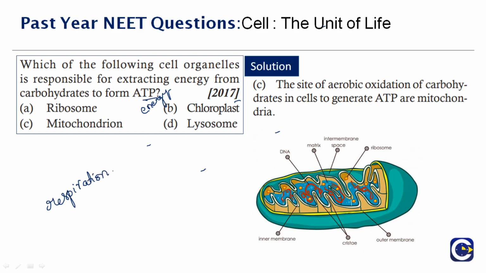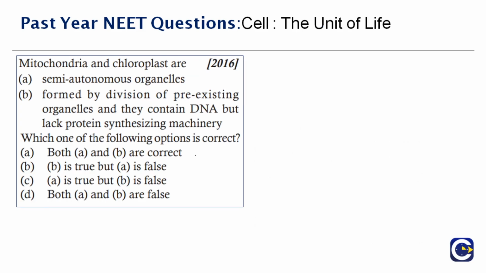Respiration will produce energy. So it's a continuous activity that happens in your body. You require energy, but only when you intake food will that energy be absorbed. Therefore, the correct answer is option C, mitochondrion. Now, let's move to the next question here.